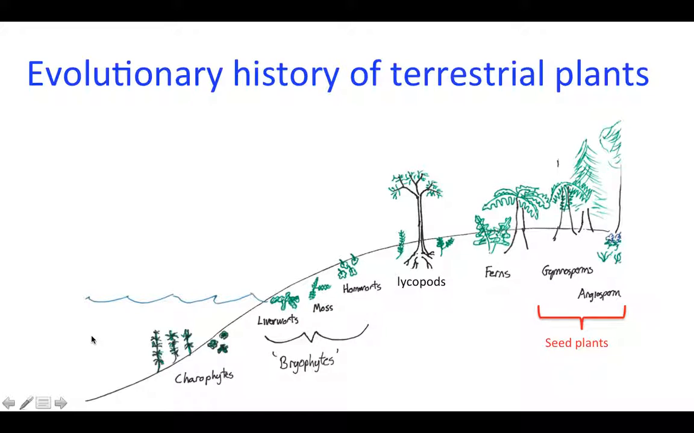This is a diagram or an illustration I've shown a few times of the algae, the charophytes that gave us terrestrial plants, and then the different groups of terrestrial plants. We had the three lineages of bryophytes, the liverworts, mosses, and hornworts, and then we had the lycopods and ferns, which had pretty similar traits. We are now up to the seed plants, which include the gymnosperms and angiosperms.